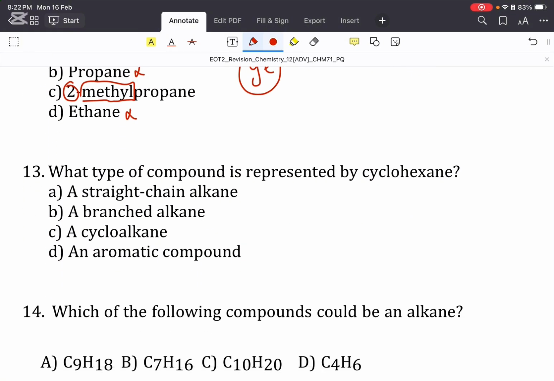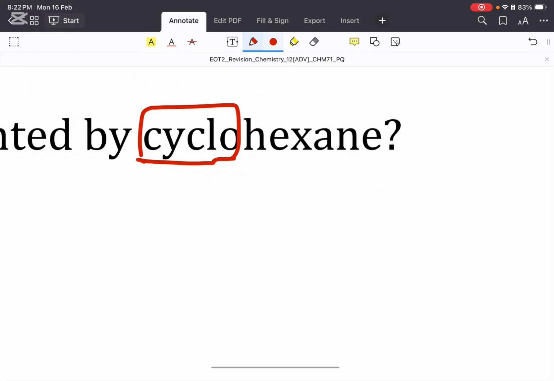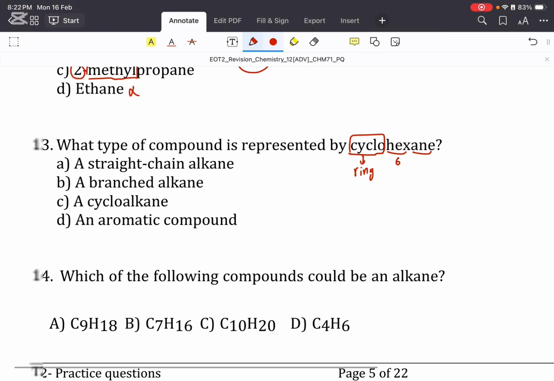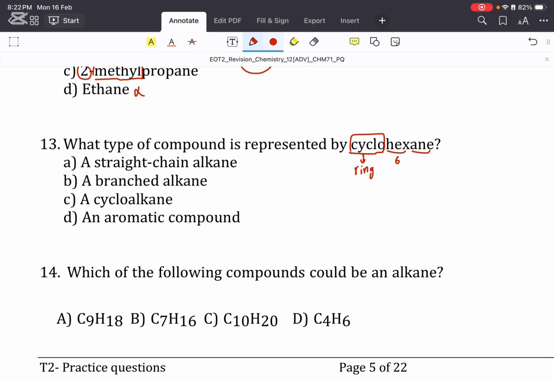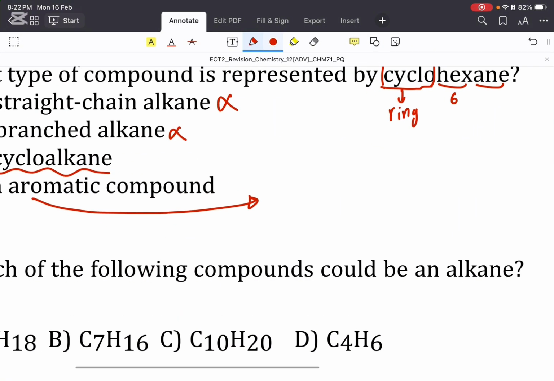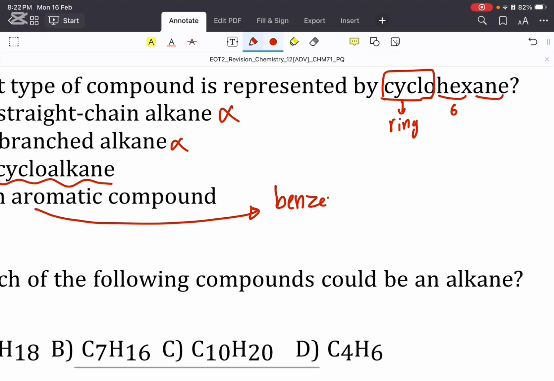What type of compound is represented by a cyclohexane? So first of all, that's an alkane. That's an alkane made up of 6 carbons and they are making a ring. So a cyclohexane is a cycloalkane. It's not a branched, it's not a straight chain, and definitely it's not an aromatic. Aromatic means benzene. You have to see the benzene in the name and it looks like this.